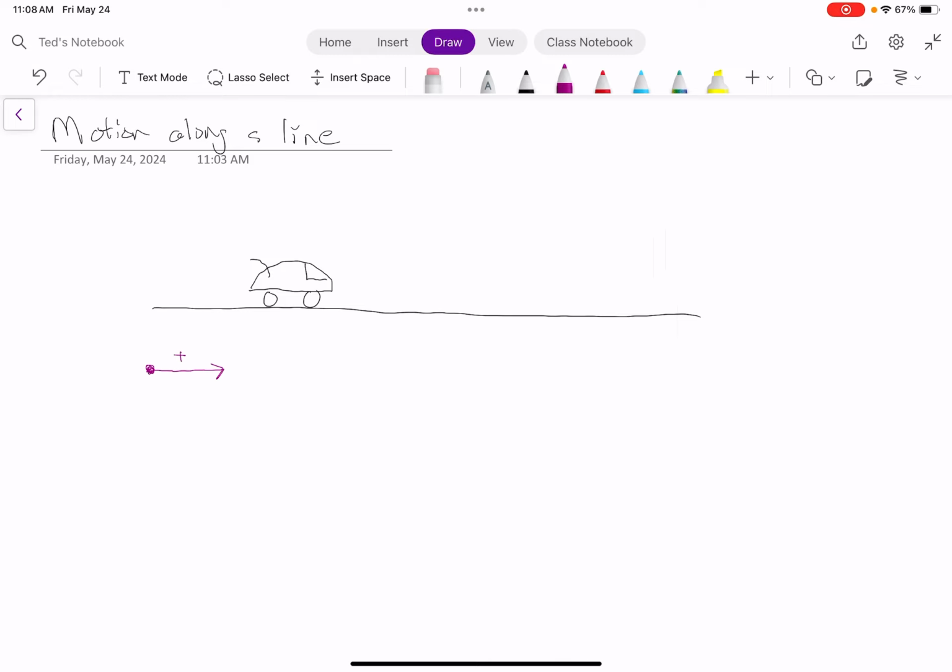And then we can start marking off our distance, 1, 2, 3, 4, 5, 6, 7, 8, 9, 10 meters. And I could say that right now, this car, the front of the car, is at approximately the 5-meter mark. That would be its position. Position is just where the car is right now, where the object is right now.